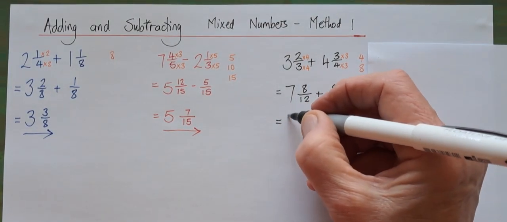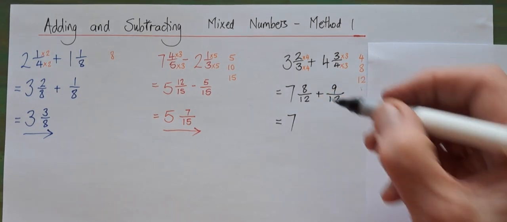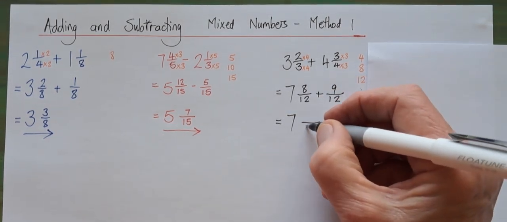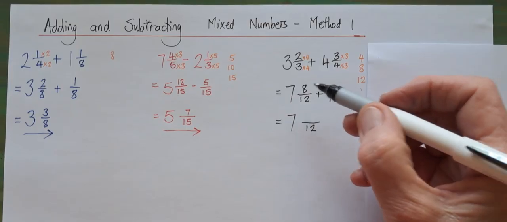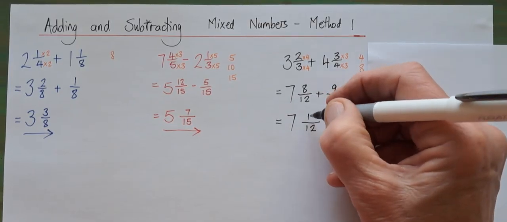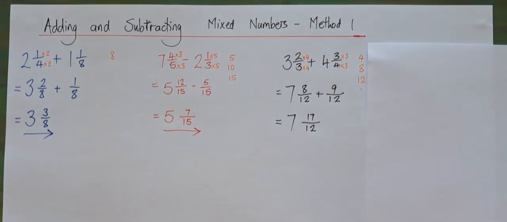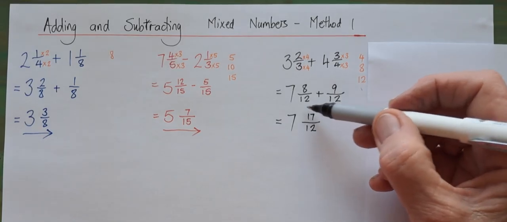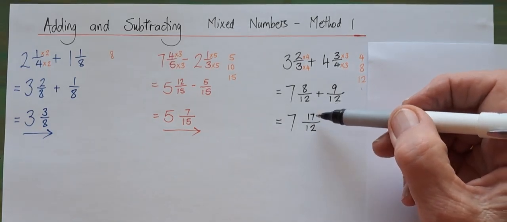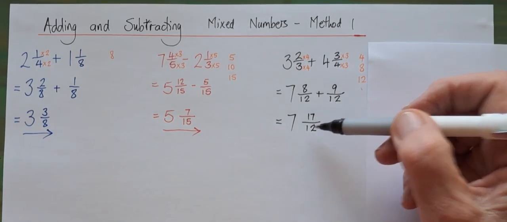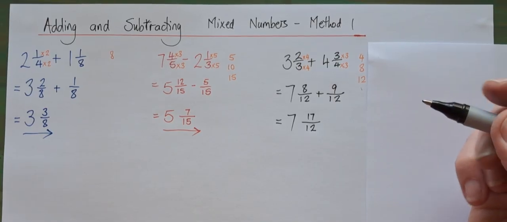So now keep my whole number. My denominators are the same, which allows me to add my numerators. 8 plus 9 is 17. And here we've hit a little bit of a problem because this is not a common fraction. It's an improper fraction with the numerator being bigger than the denominator.